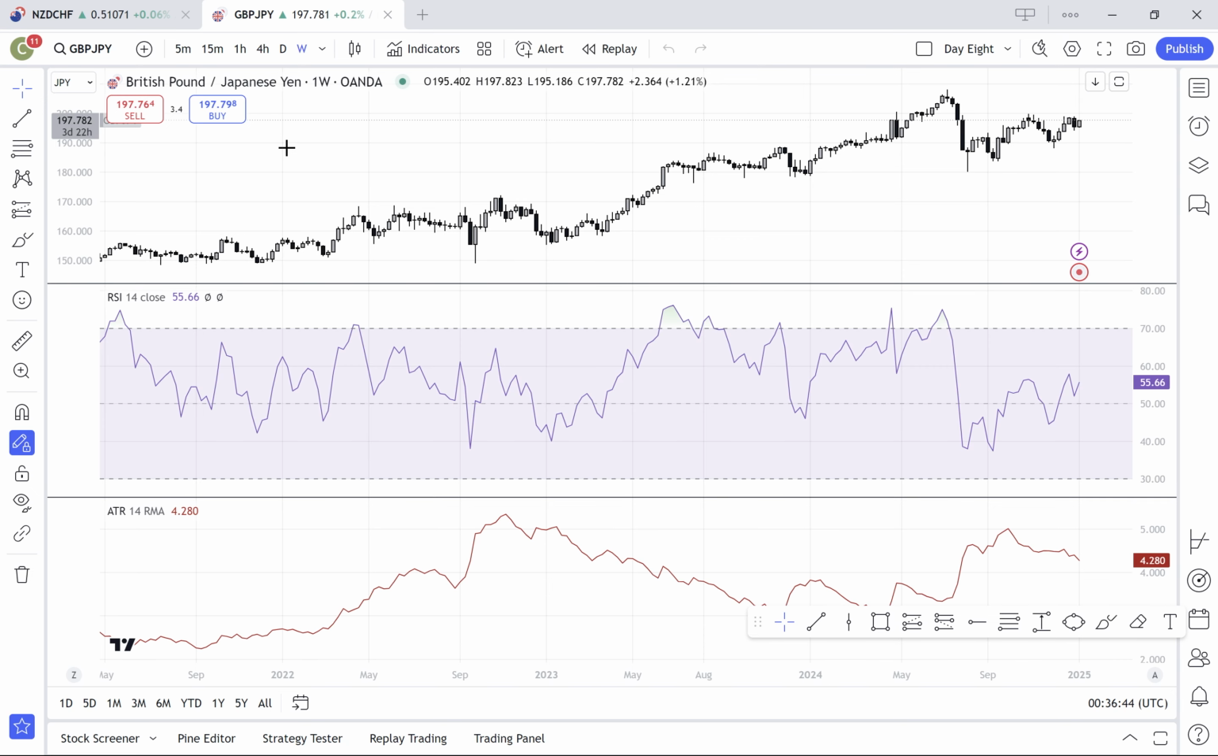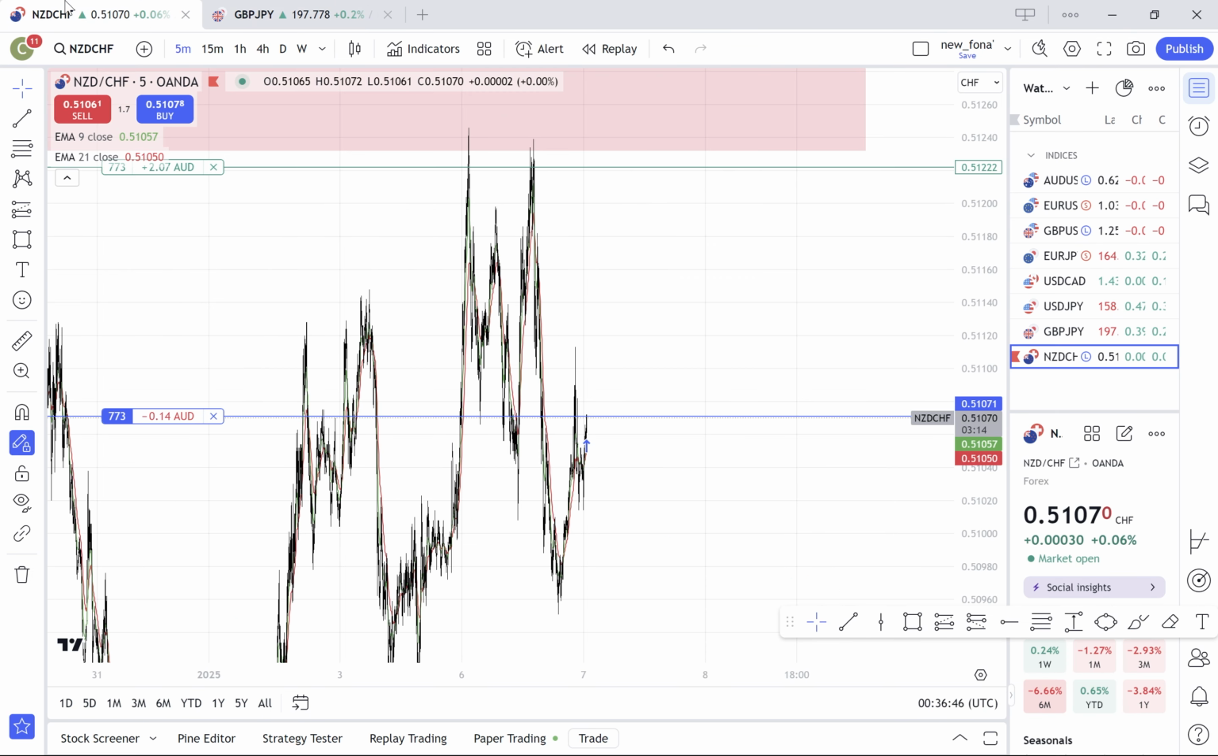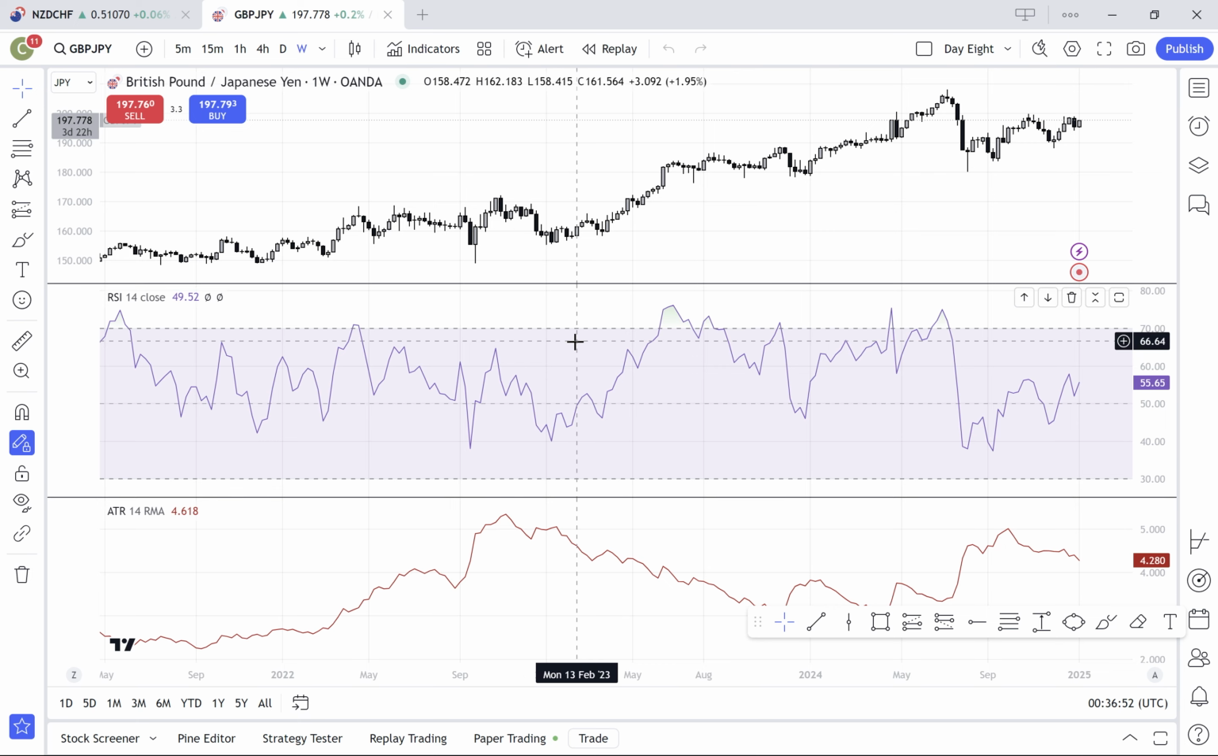Now these are supposed to be used when I'm taking actual trades. So when I'm taking trades with a $10 or a $15 risk, I'm gonna use the other two indicators. So we've got the RSI.